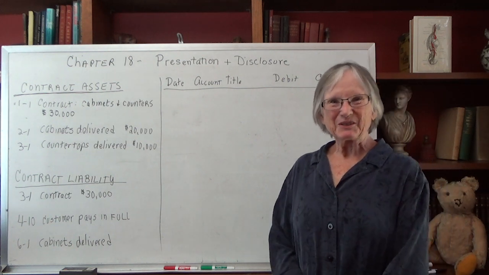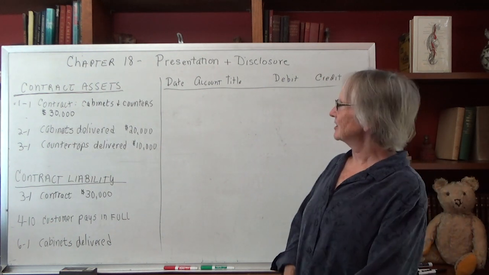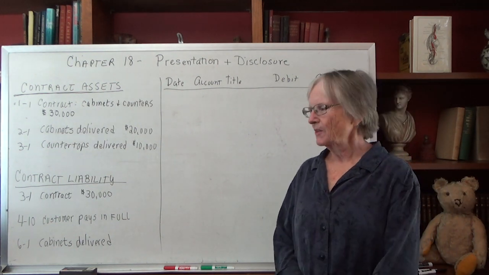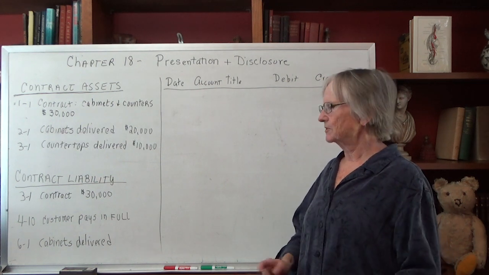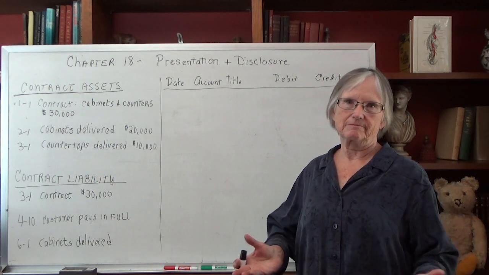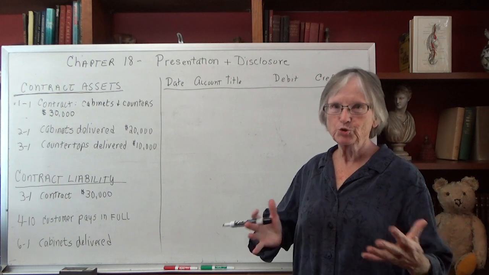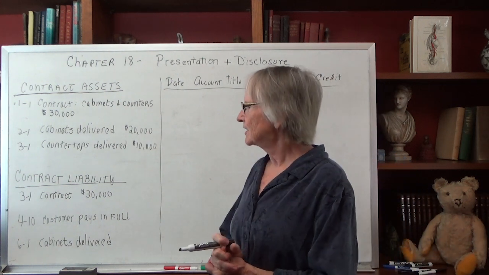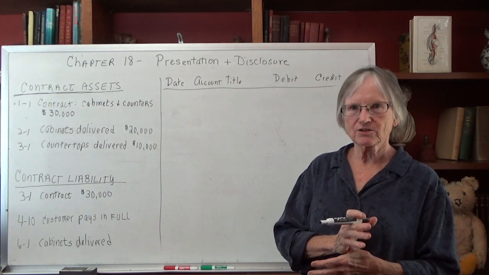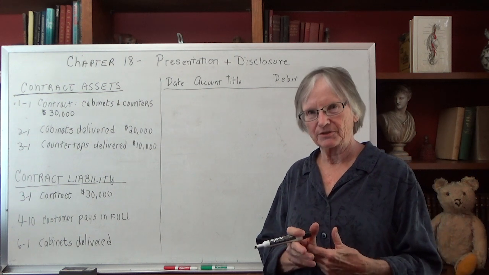All right, so we're finally at the end of Chapter 18 on our presentation and disclosure. I'm just going to focus on a couple of the terms that are probably least familiar or new terms as a result of this chapter. We've got contract assets and contract liabilities.